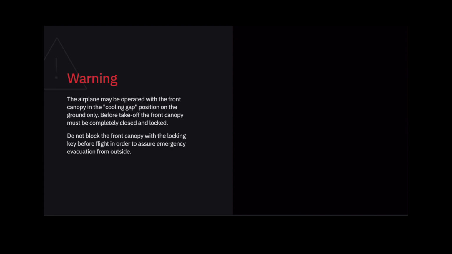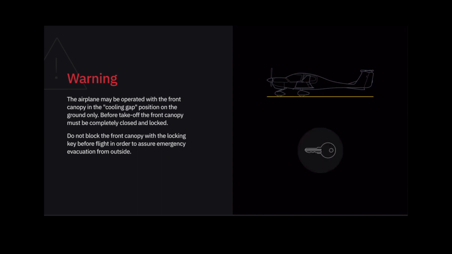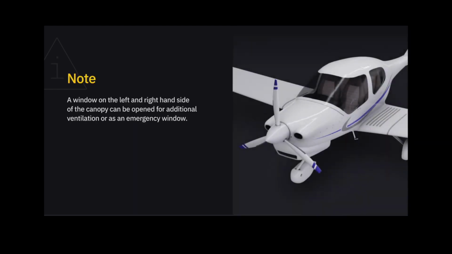Warning: the airplane may be operated with the front canopy in the cooling gap position on the ground only. Before takeoff, the front canopy must be completely closed and locked. Do not block the front canopy with the locking key before flight in order to assure emergency evacuation from outside. Note: a window on the left and right-hand side of the canopy can be opened for additional ventilation, or as an emergency window.